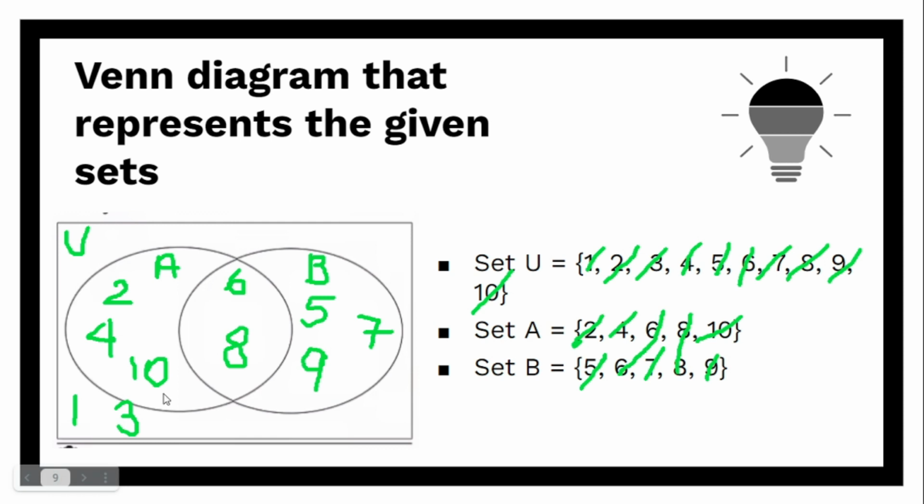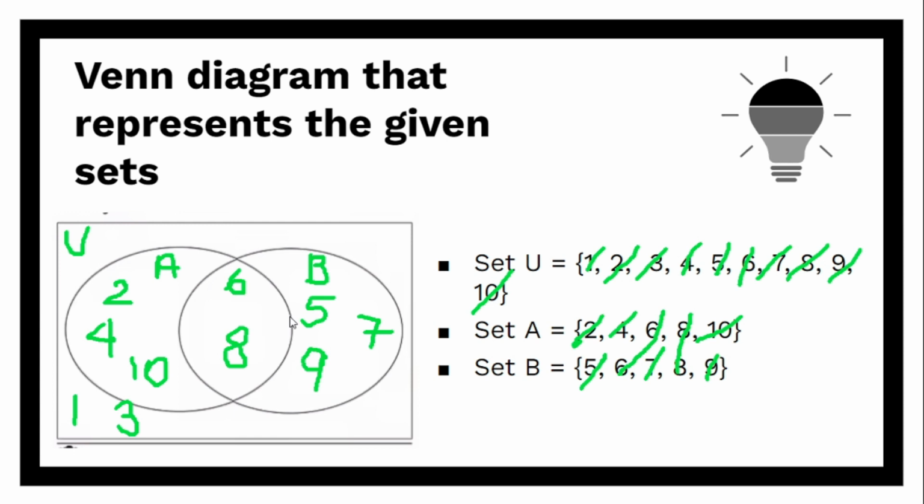Okay? Outside the two circles are 1 and 3. Those are part of the universal set, but they are not part of sets A and B. Okay? 6 and 8 are the elements common to A and B. And then 2, 4, 10 are unique to A, like A minus B, just like what we discussed before. And then 5, 7, 9 are unique to B. Those are the elements like B minus A. Okay? So those are the elements inside our Venn diagram.